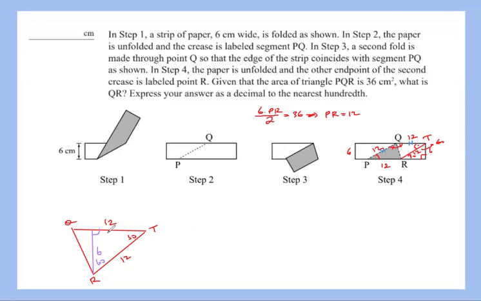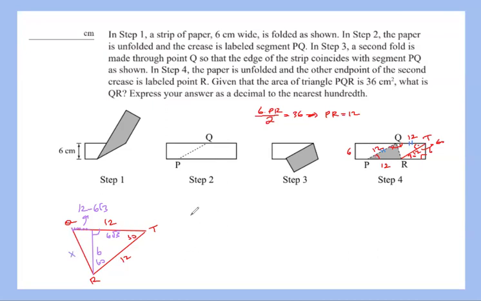And if this is 6, then that other line will be 6 root 3. And then this small piece right here is going to be 12 minus 6 root 3. And we know this is 6. This is 6 minus 6 root 3. And the hypotenuse is what we are looking for, which I'm going to call x.